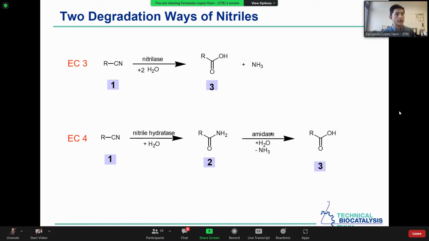And then if that was your objective, you can add another EC3, another hydrolase, combining your product, your amide, with water to produce that same carboxylic acid. You would in the end have the same process. Now the second one would require two enzymes, one lyase and one hydrolase, instead of doing it in just one fell swoop.